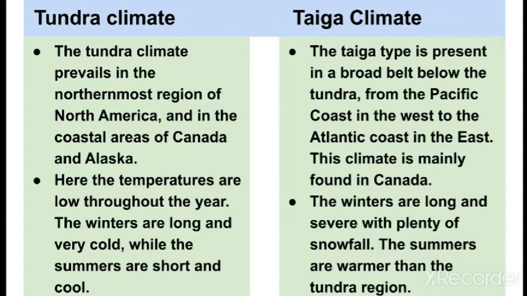In taiga climate, the first point you'll write the taiga type is present in a broad belt below the tundra from the Pacific coast in the west to the Atlantic coast in the east. This climate is mainly found in Canada. In the second point you'll write the winters are long and severe with plenty of snowfall. The summers are warmer than the tundra region.